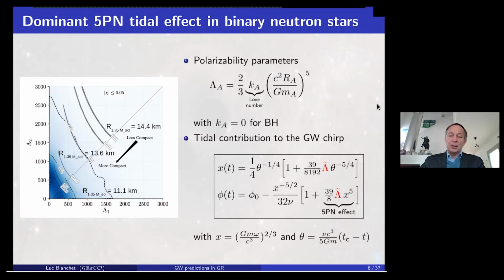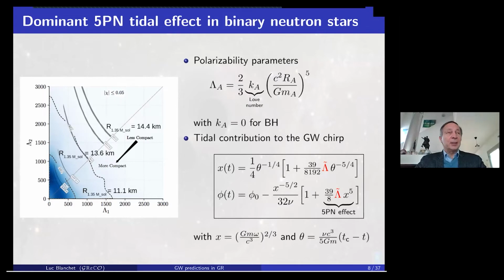But in the following of the talk, I will no longer discuss these tidal interactions and come back to the problem of two point particles described by delta functions. And I will also neglect, there have been many works done on that.